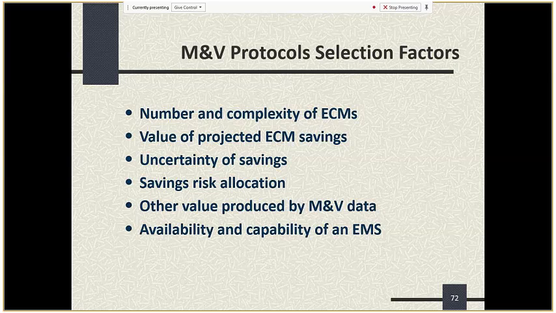Another factor that is relevant for this project, we'll talk more about it later, is the availability and capability of an EMS system to help support the M&V function. You could go to slide 73.